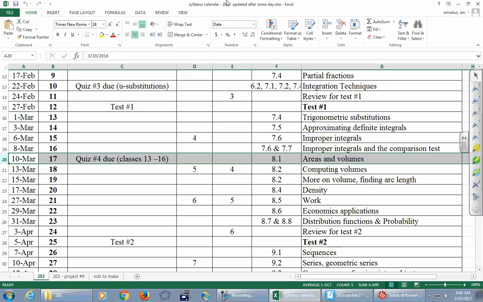This is the start of our collection of classes on applications of antiderivatives. The first 3 are going to be about areas and volumes and arc length, all geometry stuff. Then we're going to do a couple of days on physics, density, and work, a day on economics, and a day on probability. All of these are going to be applications of antiderivatives. And after this big section of applications is going to be our second test.